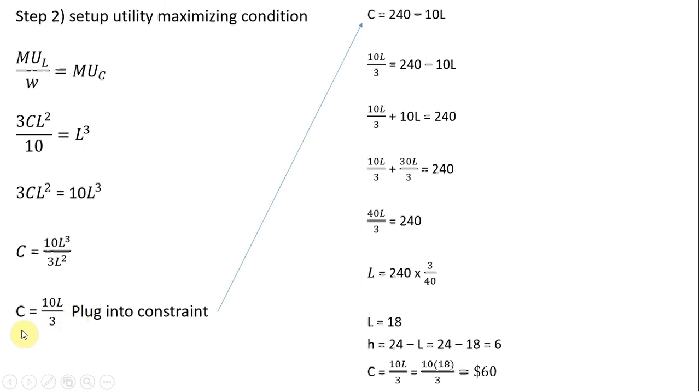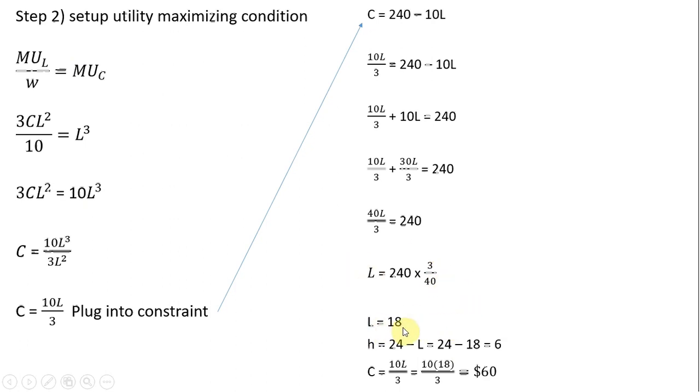Our next step is to plug this result into the constraint, rewriting our constraint. And for C, we're just going to plug in 10L divided by 3, and now it's just a matter of simplifying. Moving the 10L over to the left-hand side, 10L will just be 30L divided by 3. Adding those up, we're going to get 40L divided by 3 equals 240. Then multiplying both sides through by 3 divided by 40, we get this step.